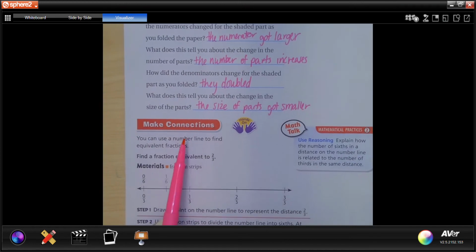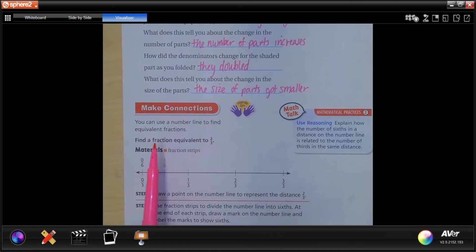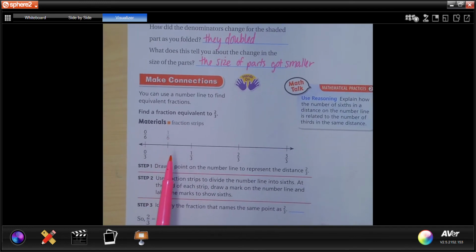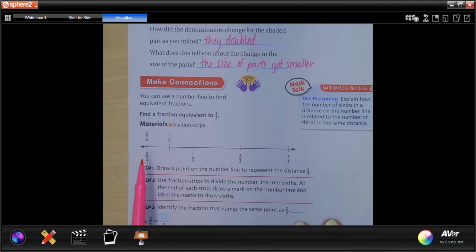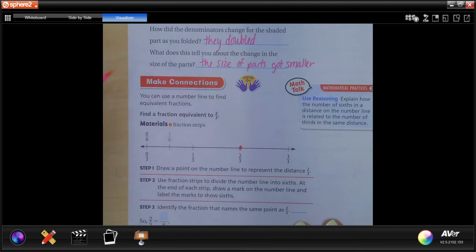Make connections. You can use a number line to find equivalent fractions. Find a fraction equivalent to 2/3. We're going to use this fraction strip. Okay, so here we have 0/3. We go up to 3/3 to make our whole on the bottom. On the top, we're going from 0/6, and then we'll go to 6/6. For step 1, we are going to draw a point on the number line to represent the distance 2/3. Well, there's 2/3.